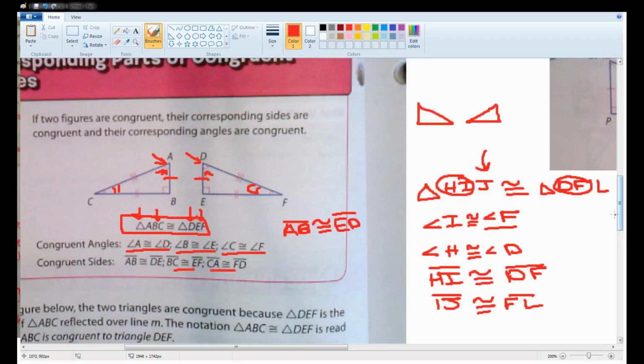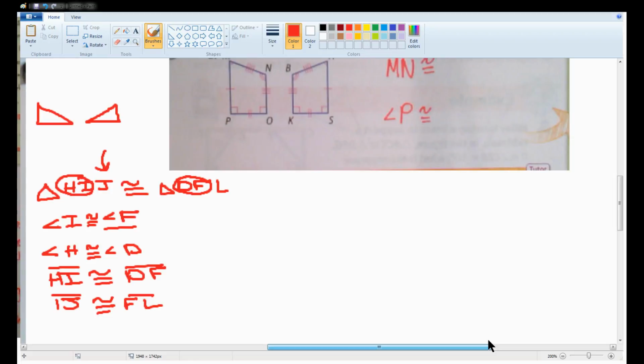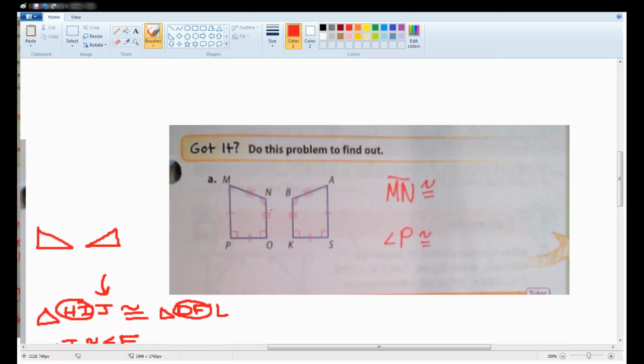So now you try it. Here I have a few shapes for you to take a look at. Or sorry, it's not a triangle, it's a quadrilateral. We have MNOP, and you can see its markings here, and we have ABKS. What side corresponds with MN in this drawing?